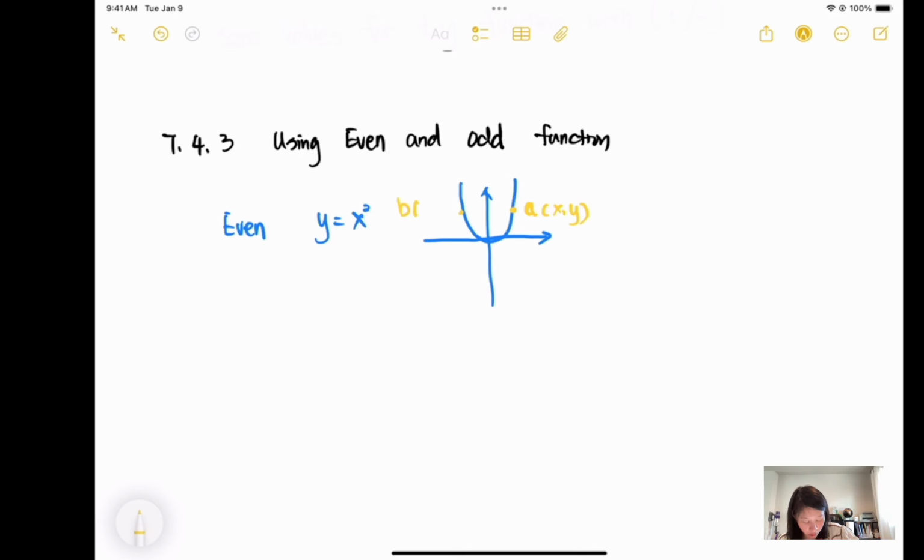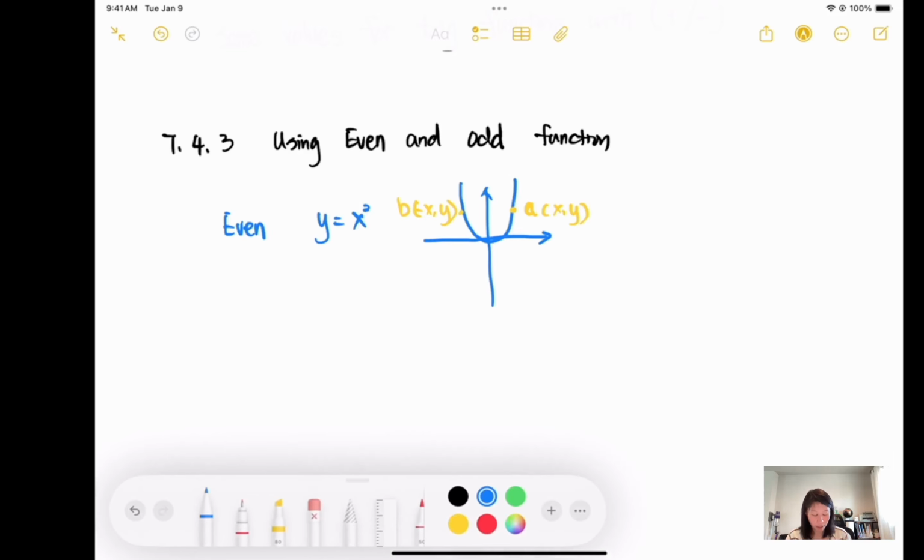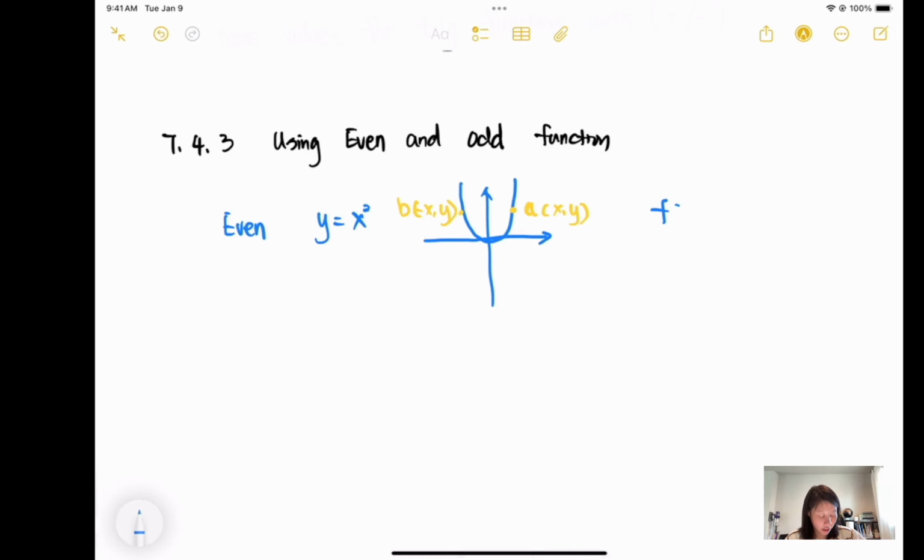You will have a point B, which gives you the value negative x, y. So the y value will remain the same when x takes the negative. By definition, what we learned in Math 114.1 pre-calculus, for an even function we have f(x) equals f(negative x). Because f(x) is the y value, even when we take the negative x, we will still get the same y value.